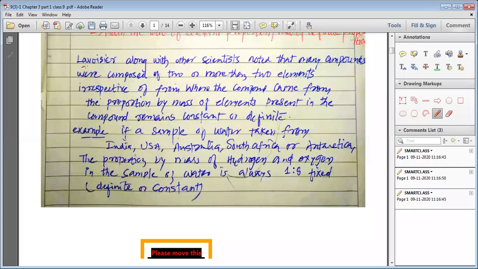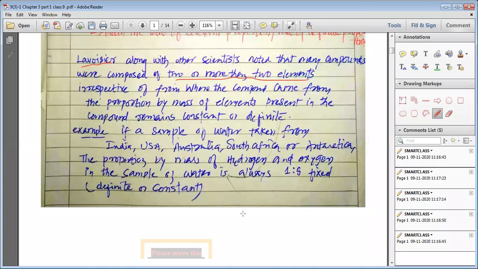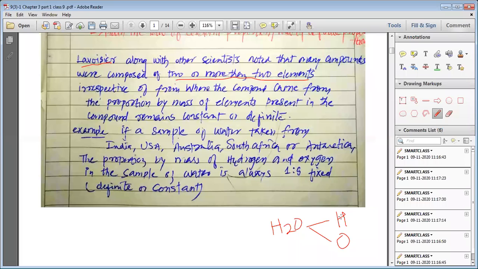Lavoisier was also a scientist. Along with other scientists, he noted that many compounds were composed of two or more elements. We have seen that H2O is made up of hydrogen and oxygen. These two are elements. So there are many substances which are made up of two or more elements, irrespective of where the compound comes from. The proportion by mass of the elements present in the compound remains constant or definite.